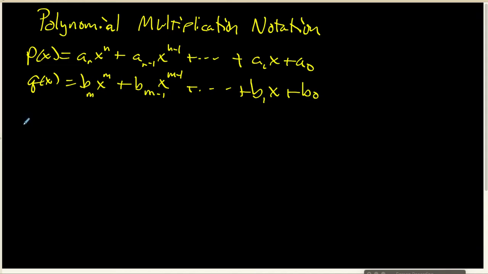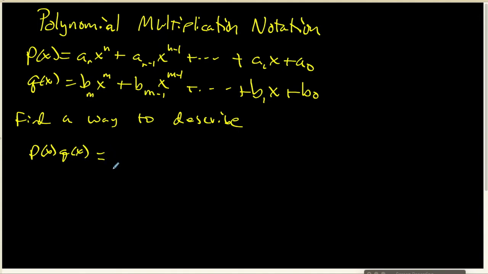And what I'm wanting to find is a way to describe the polynomial p of x times q of x. Now, I already know a bunch of things about this polynomial. I know that its biggest possible power is going to be created by multiplying these two terms together. So it's going to start off with a_n b_m times x to the n plus m.